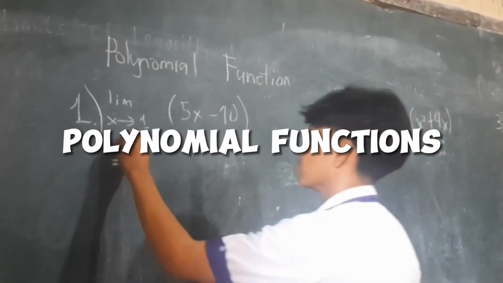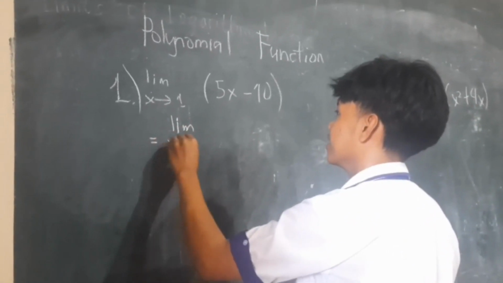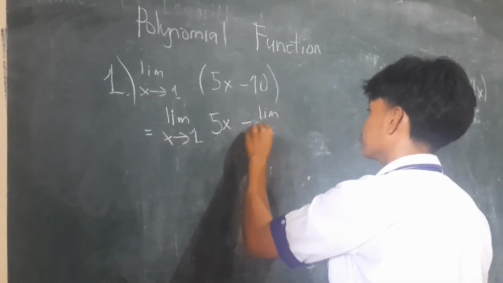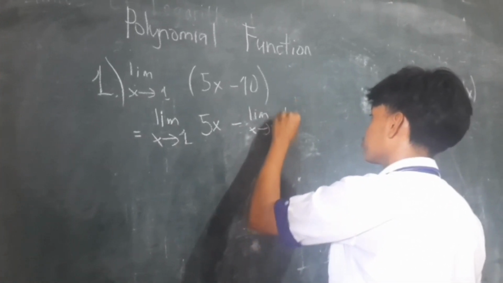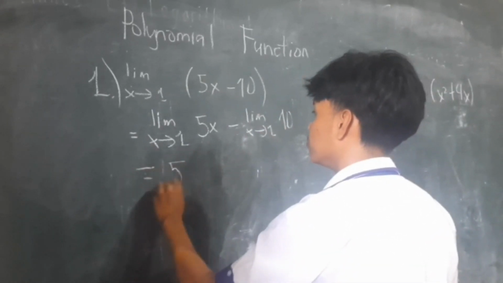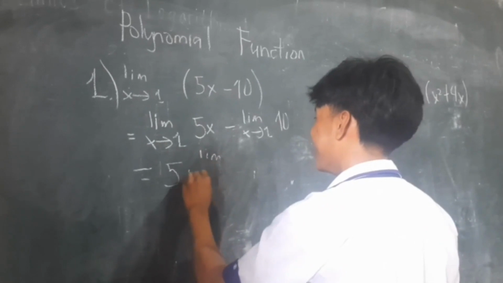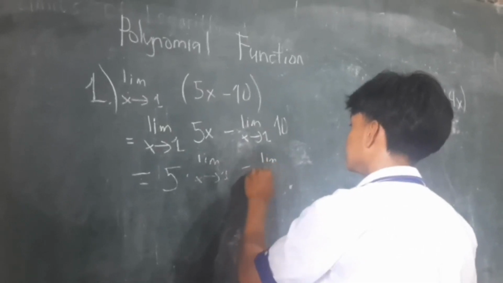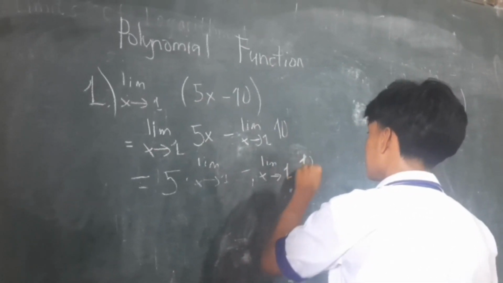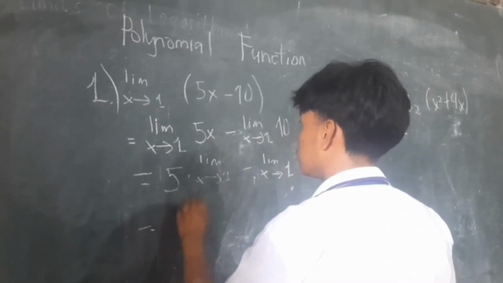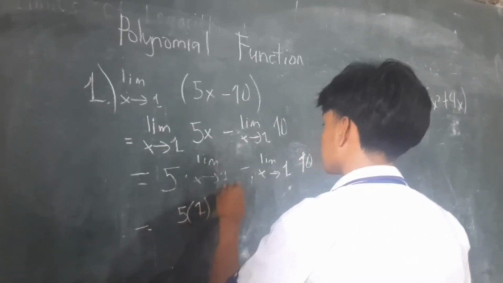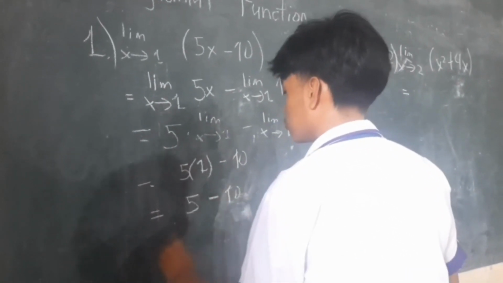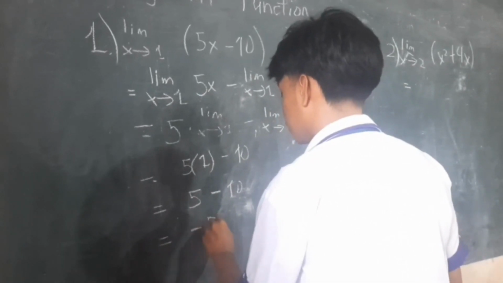The next topic is polynomial function. For the first example, we're going to find the limit of 5x minus 10 as x approaches 1. Through the substitution method, we substitute 1 for x in the equation. 5 times 1 minus 10 is equal to negative 5, so the limit of 5x minus 10 as x approaches 1 is equal to negative 5.